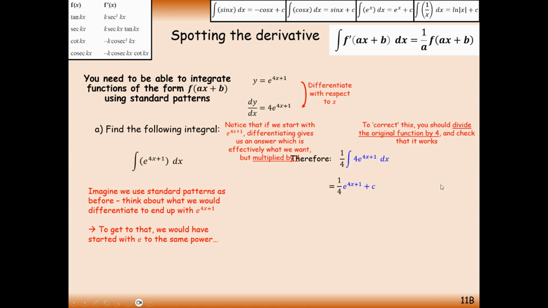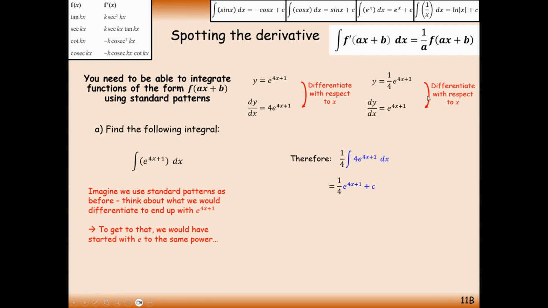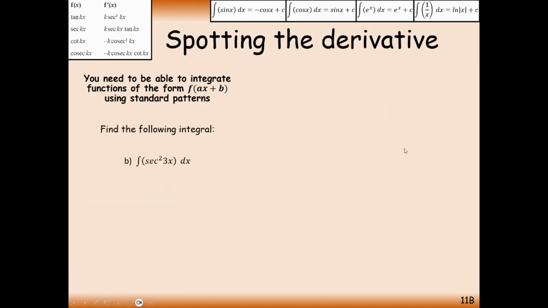I suggest you pause the video and confirm that for yourself before moving on. Okay, one more time. If you see this kind of expression here, you simply take the coefficient of the power of e and you divide by it rather than multiplying.